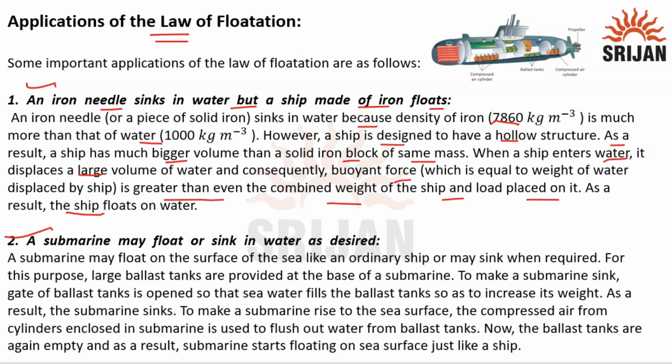Next, a submarine may float or sink in water as desired. Why? Because a submarine may float on the surface of the sea like an ordinary ship, or may sink. Why is it so? Because the submarine has large ballast tanks which are provided at the base of the submarine. To make a submarine sink, the gate of the ballast tanks is opened so that seawater fills the ballast tanks and increases the weight. As a result, the submarine sinks.